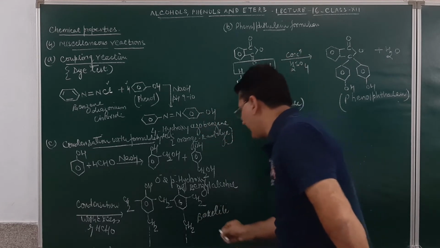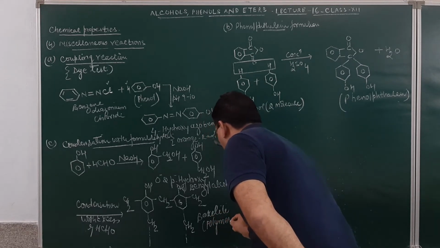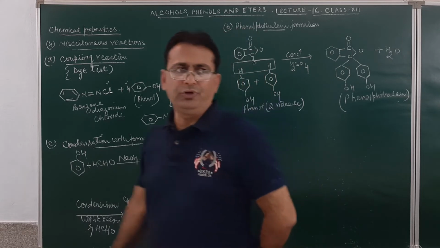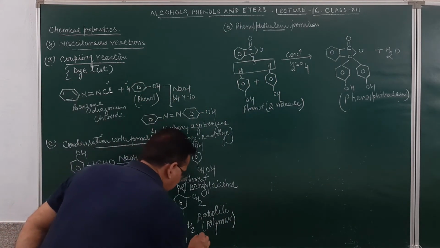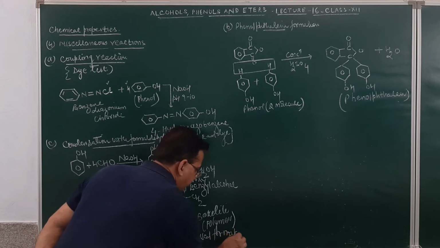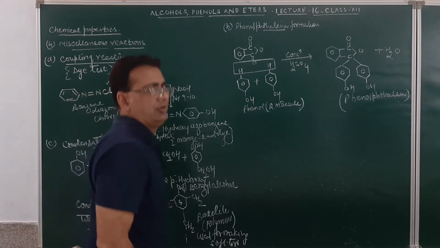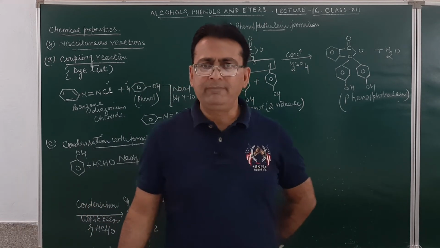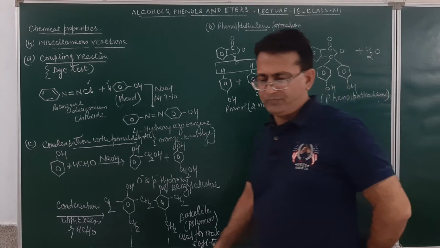This is a polymer and used for making soft toys. Bakelite polymer is obtained, which is used for making soft toys. Tell me whether I am clear or not. Am I clear? The 3 miscellaneous reactions are clear, student.